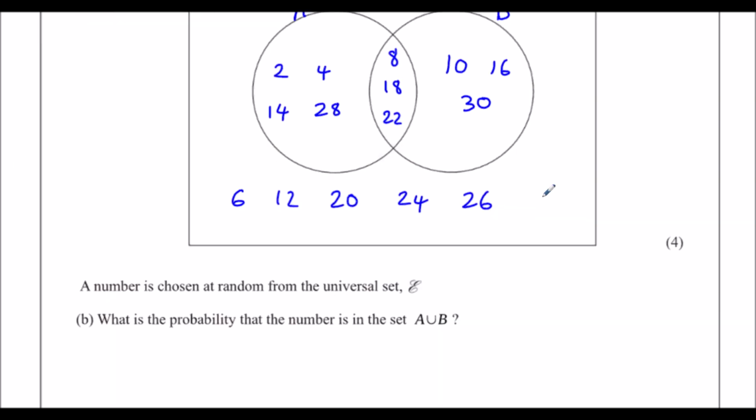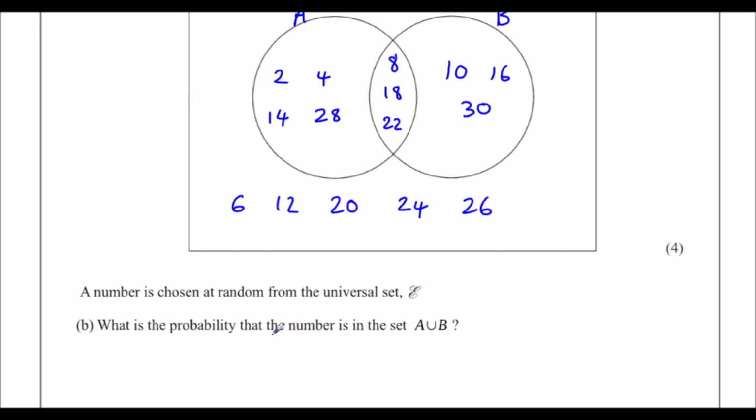A number is chosen at random from all of the numbers. What is the probability it's in the union of A and B? So the union of A and B includes anything in A and anything in B. So this is the union of A and B, all of the numbers within the circles. If it was the intersection, which looks like an N, it would just be the ones in both. But this is a union, so it includes everything in A and everything in B.